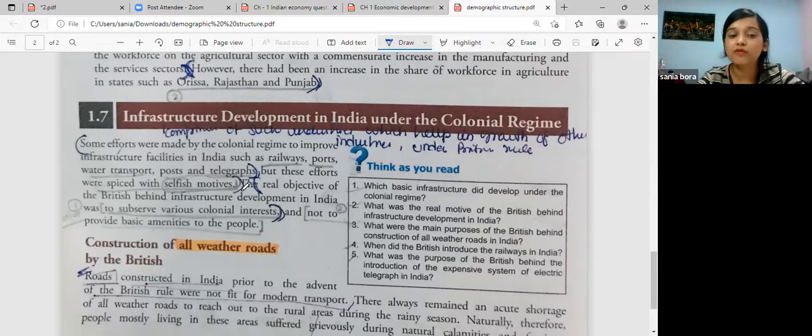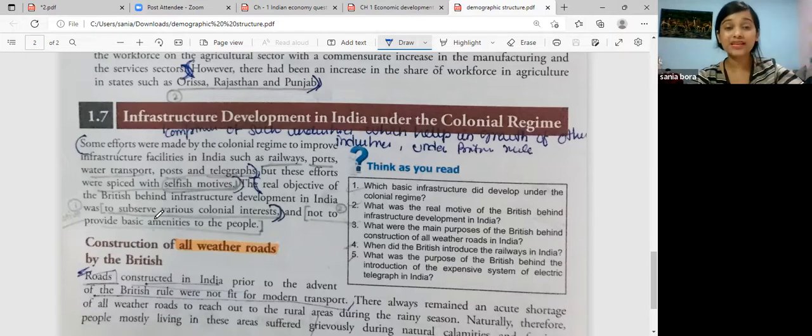The real objective of the British behind infrastructure development in India was to subserve, meaning serving. See, for formality, I'm just saying that I'm doing it for you. But the main motive is that it's my benefit. Serving means serving. I'm serving you, but what I'm doing is serving it to my country. To serve various colonial interests and not to provide basic amenities to the people.